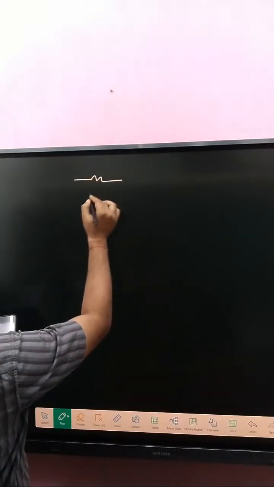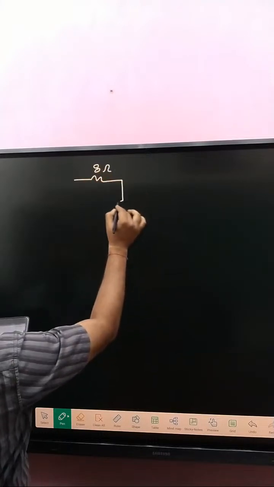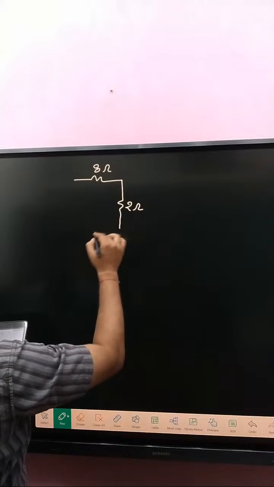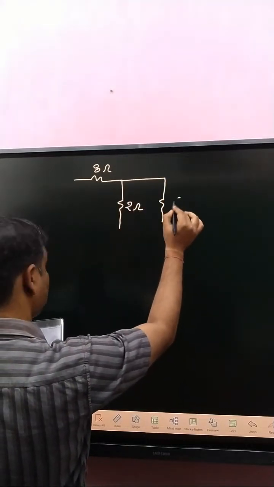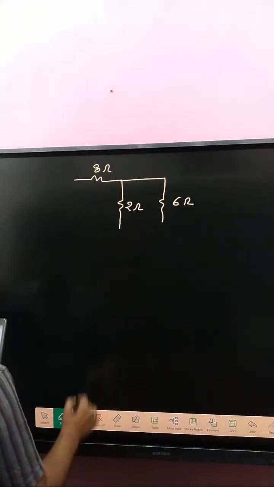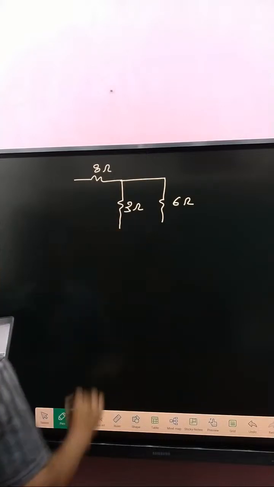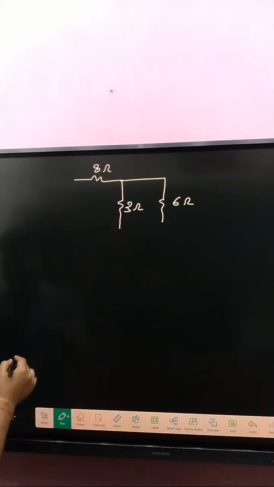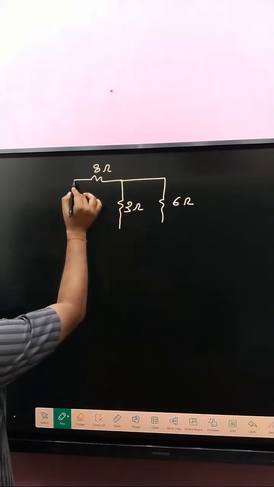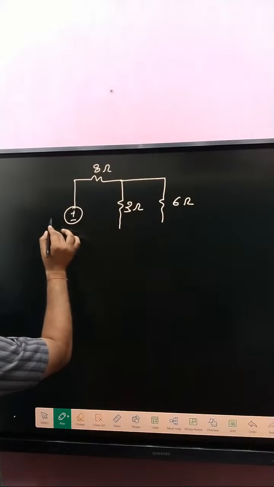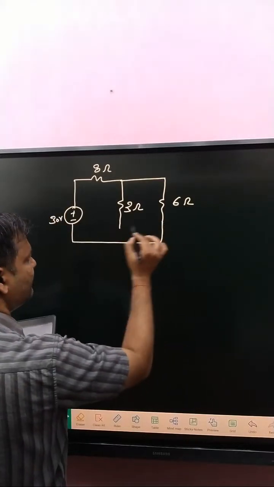This one is 8 ohm, and that one is 2 ohm, and here 2 ohm, I'm sorry, 6 ohm, and that one is 3 ohm. 3 ohm and that is 6 ohm. Here 8 ohm, and here plus minus 30 volt. Okay.